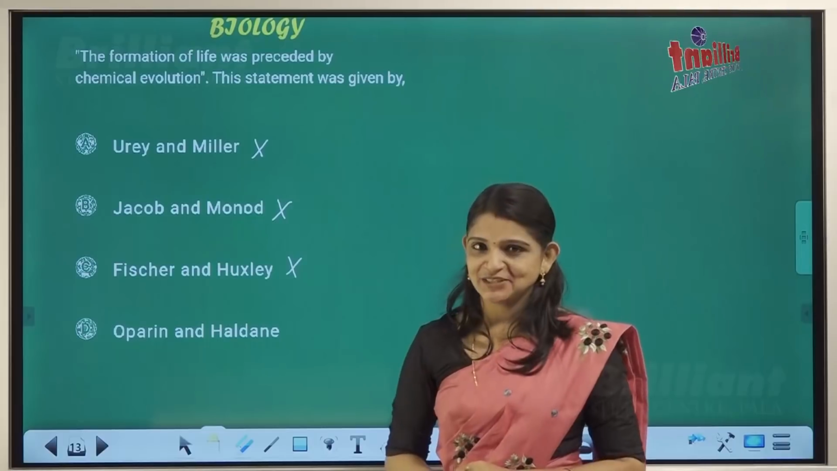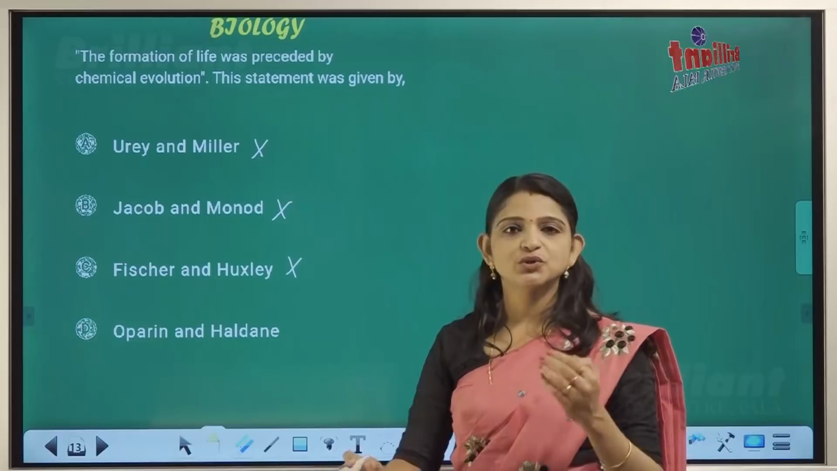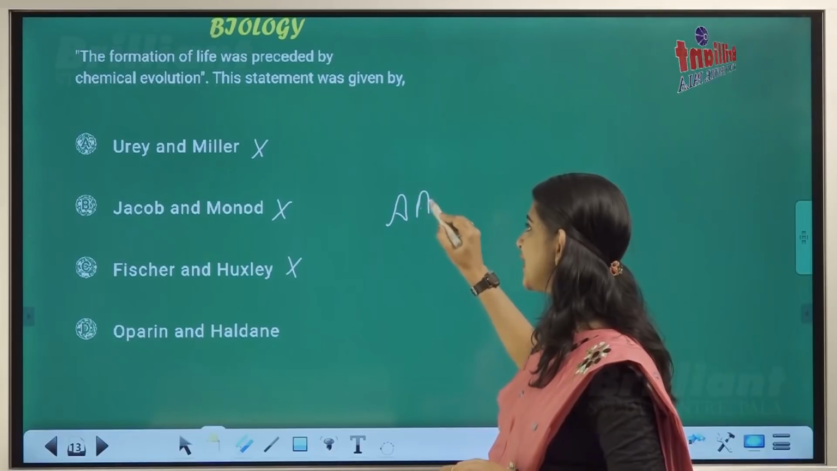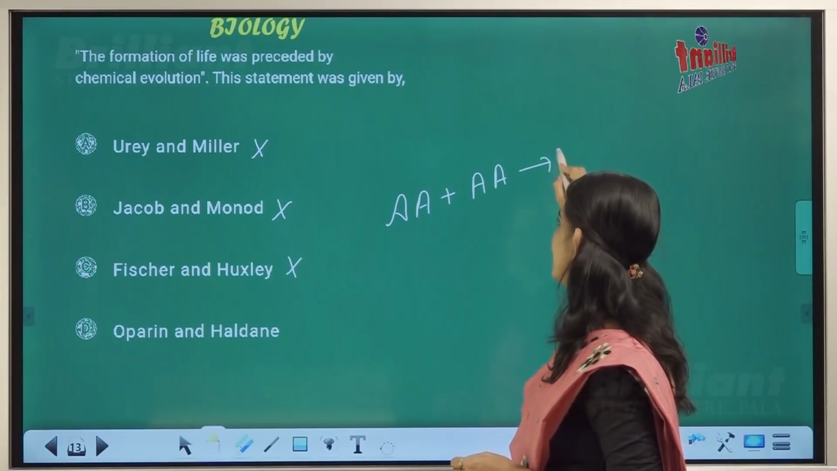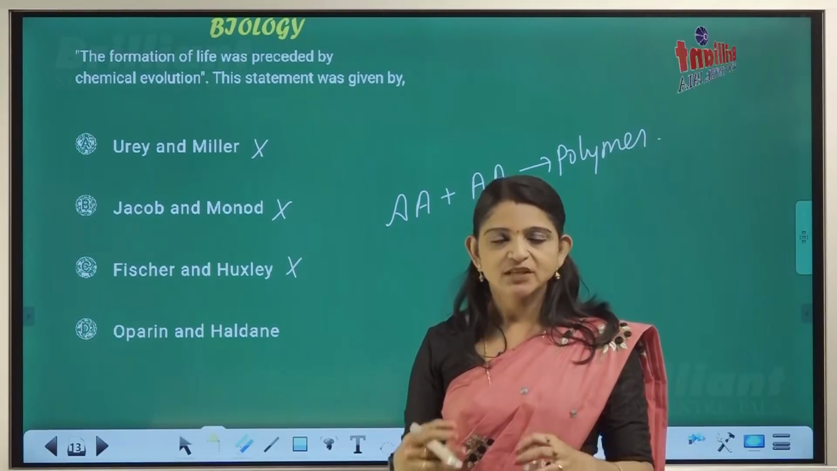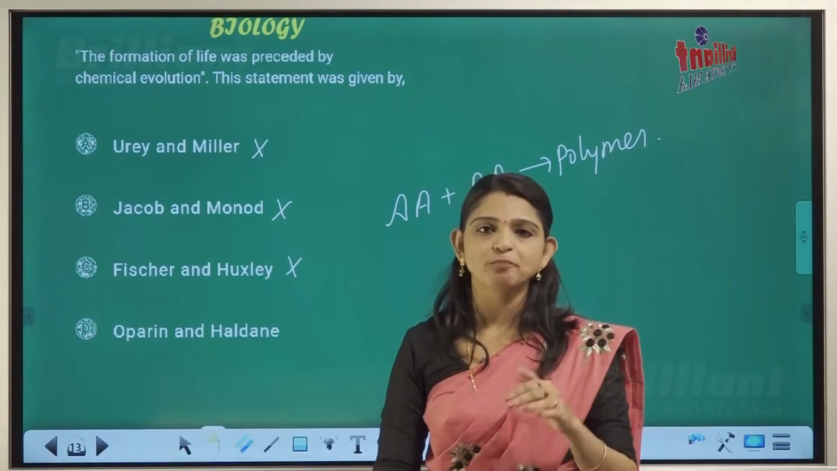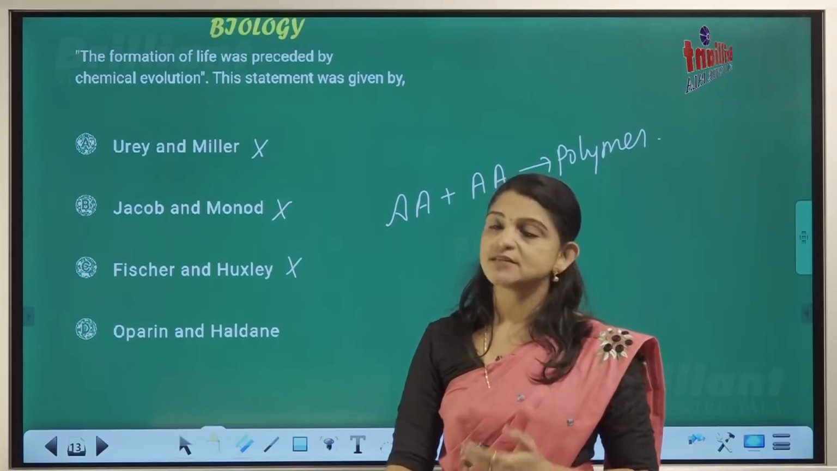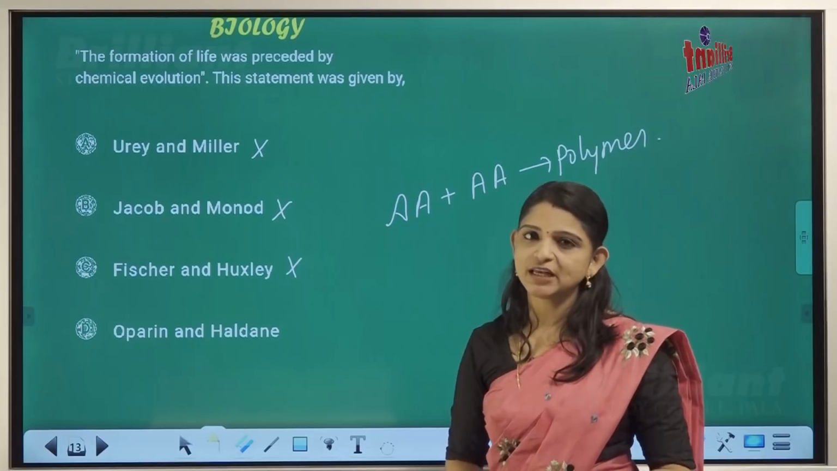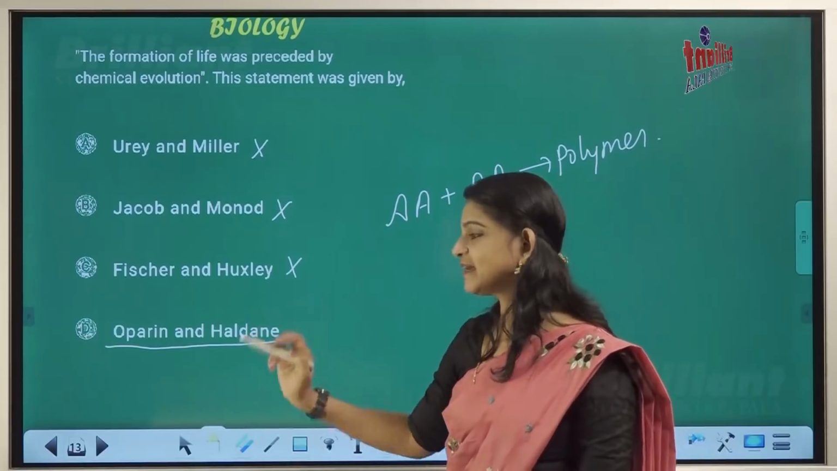Next one, Oparin and Haldane. You know what Oparin and Haldane said. They said life originates from chemical things. For example, amino acids combine together to form a polymer. So life originates from organic compounds combining together, amino acids combining to form proteins. Like that, life originates. So the statement that the formation of life was preceded by chemical evolution is by Oparin and Haldane. Your answer is Oparin and Haldane.